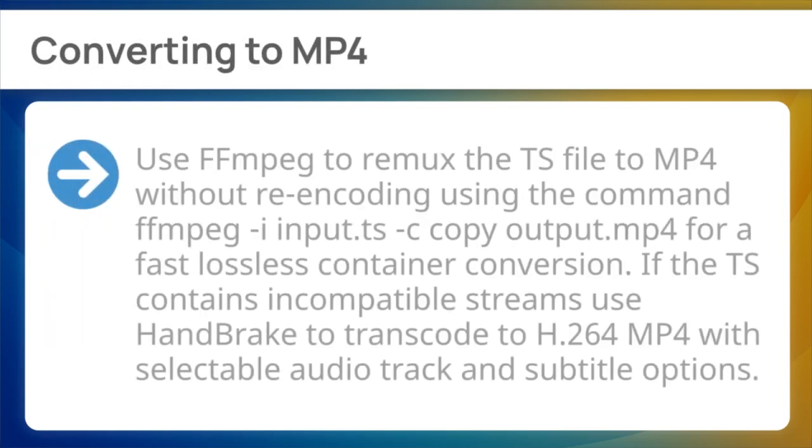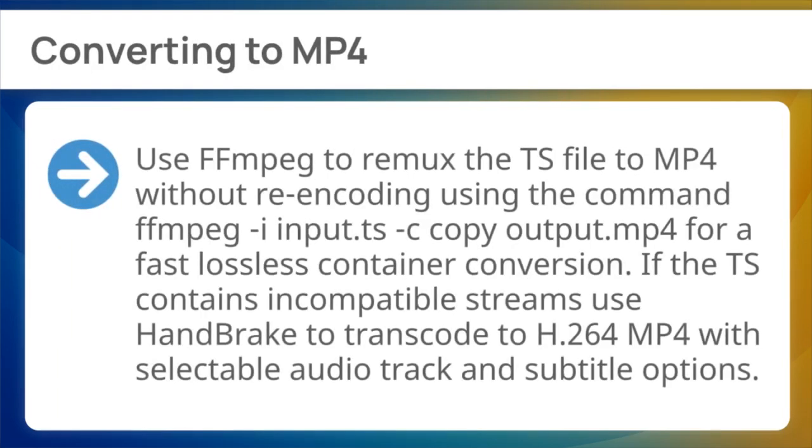Next, converting to MP4. Use FFmpeg to remux the TS file to MP4 without re-encoding, using the command ffmpeg -i input.ts -c copy output.mp4 for a fast lossless container conversion. If the TS contains incompatible streams, use HandBrake to transcode to H.264 MP4 with selectable audio track and subtitle options.